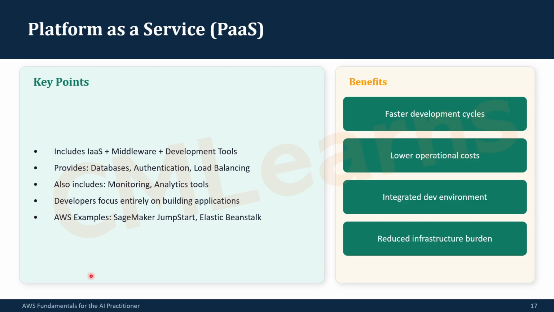Developers focus entirely on building applications. They don't need to manage infrastructure like in infrastructure as a service. They just need to focus on building applications. But there is still flexibility, much more flexibility in comparison with software as a service. Examples for platform as a service are SageMaker, JumpStart, or Elastic Beanstalk. We'll be learning more about the services in the coming slides.